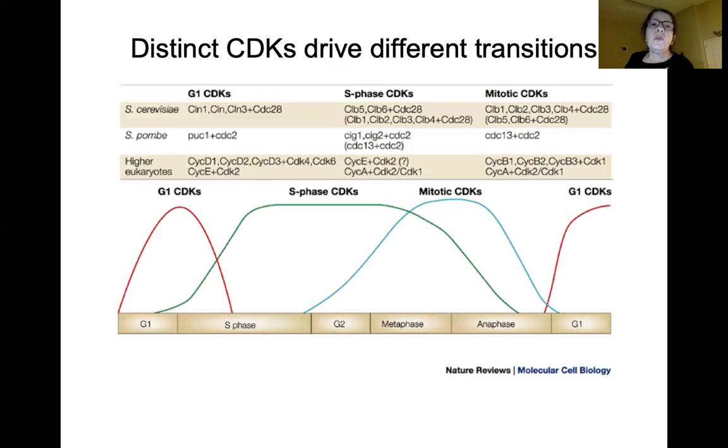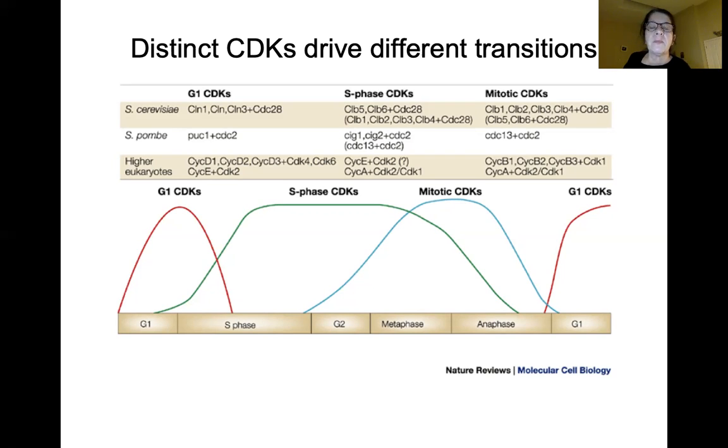Now, there are also different CDK activities, and different CDK activities will drive different cell cycle phases. There are CDKs that are responsible for regulating the G1 phase and the G1 checkpoint. There are CDK activities that are responsible for regulating S phase. There are CDK activities that are regulating mitosis. So the major classes are the G1 CDKs, the S phase CDKs, and the mitotic CDKs.